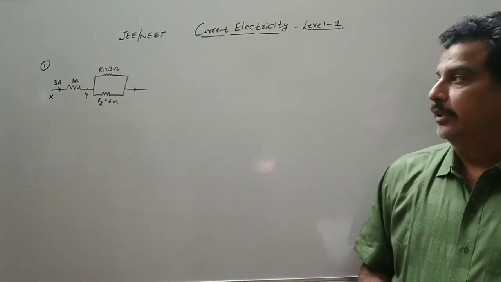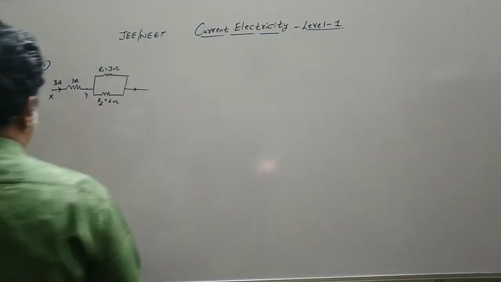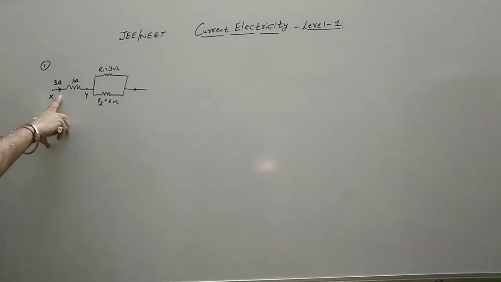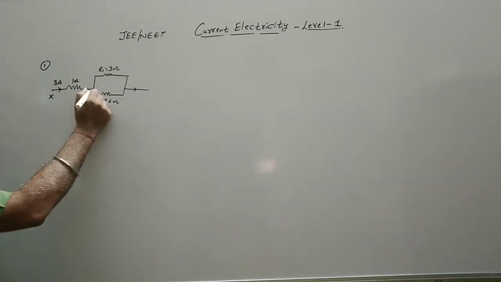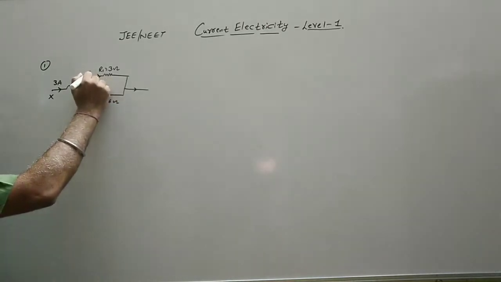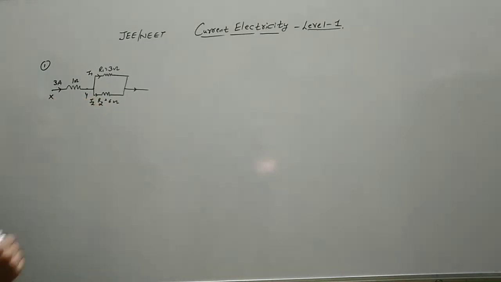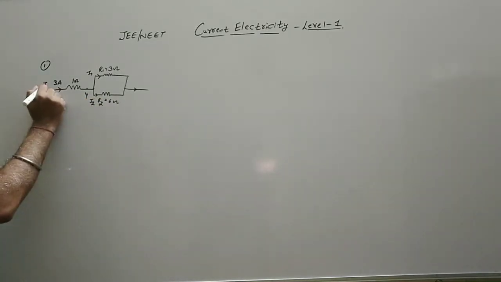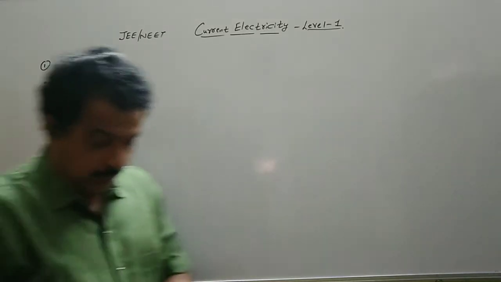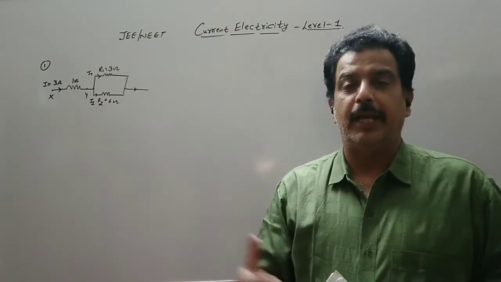Let us start with MCQ number 1. Again, a circuit is given having a total current of 3 ampere, which is the total current in the circuit. This current is divided at this junction. So for the current division, let this current be I1 and this current be I2, and this current be named as total current. Say, we can derive the formula for the coming MCQ.